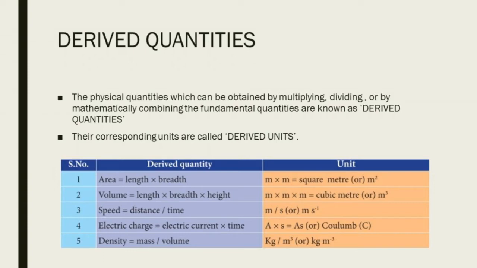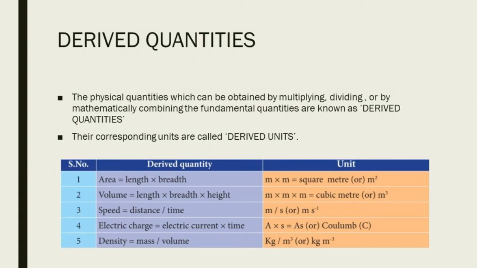Derived quantities. The physical quantities which can be obtained by multiplying, dividing, or by mathematically combining the fundamental quantities are known as derived quantities. Their corresponding units are called derived units. 5 derived quantities are given in the table. First one, area. What is the formula to derive the area? It is length into breadth.